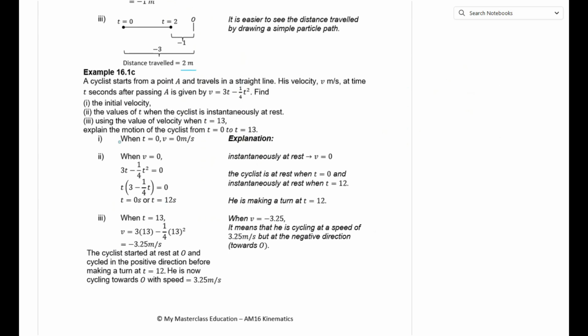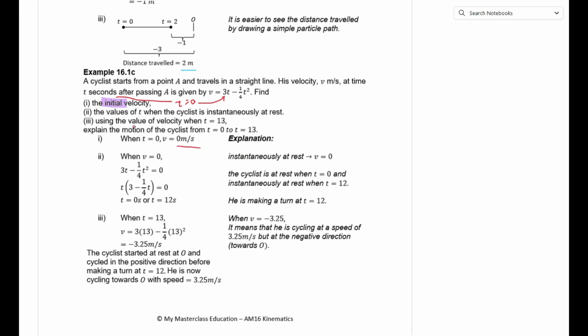Next, a cyclist starts from a point A and travels in a straight line. His velocity at time t seconds after passing A is given by this equation. Find firstly the initial velocity. Once again, when you spot the word initial, they're telling you to use t equals 0. Therefore, you just sub t equals 0 into your v equation, which will give you 0 meters per second.